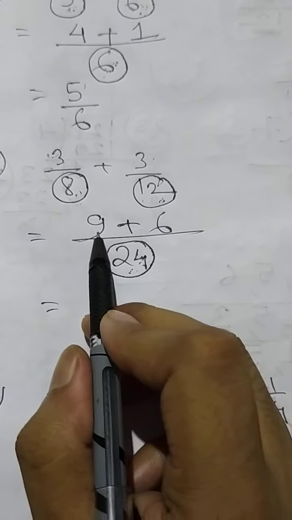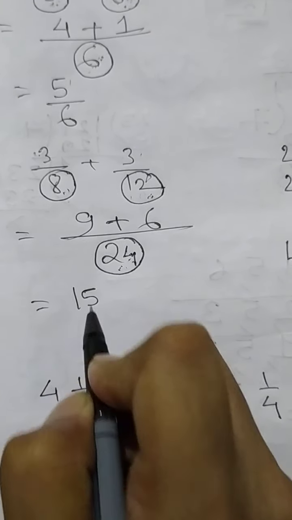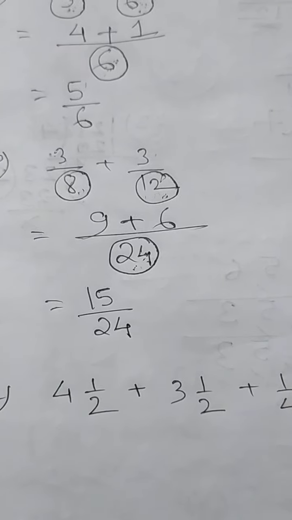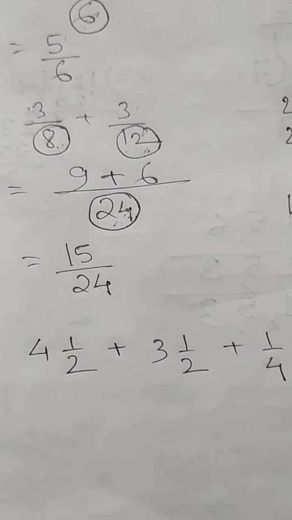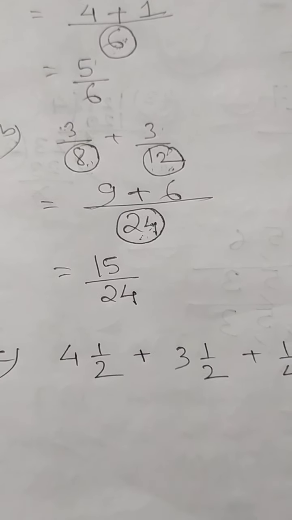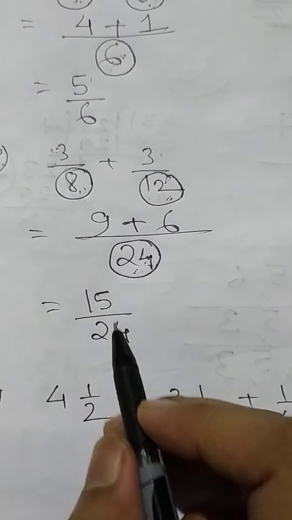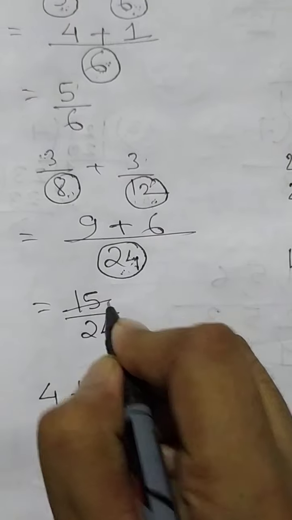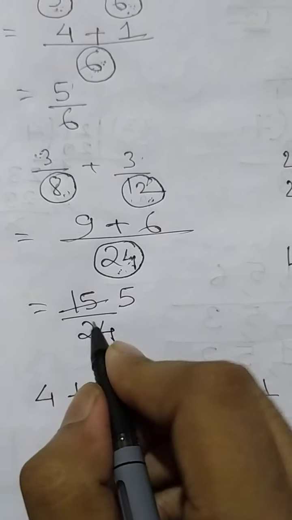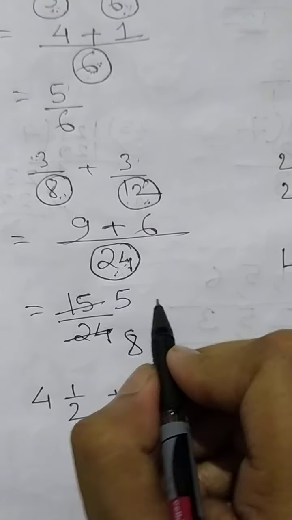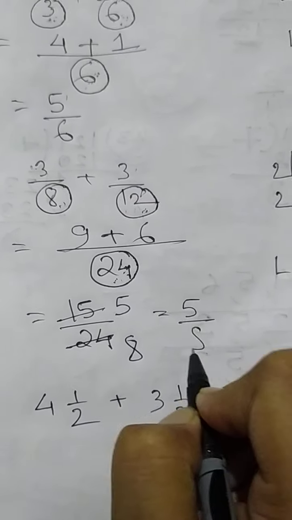Now what is the answer? 9 plus 6, 15 by 24. Answer is coming 15 by 24. Now see, this answer we can also cancel. We have to write down in the simplest form. With 3 we can cancel. 3 5s are 15 and 3 8s are 24. So your answer is 5 by 8.